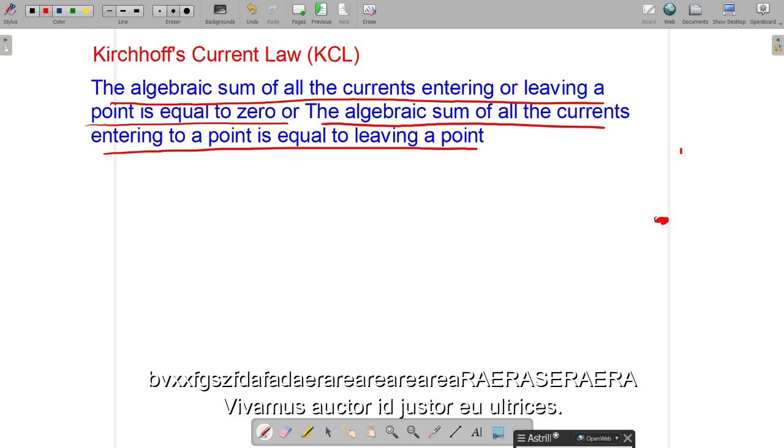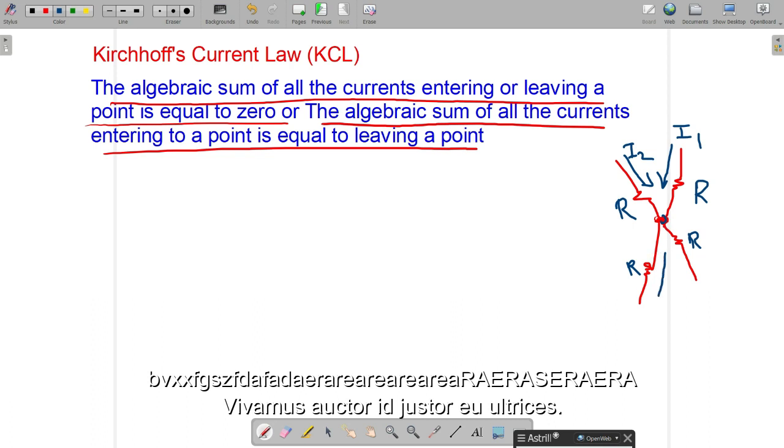Consider this point. There are several branches connected to this point as shown here. These are the resistances of these branches. Consider I1 is entering this point. I2 is also a current that is entering this point, and let's suppose I3 is the current that is leaving this point, and I4 is a current that is also leaving this point.